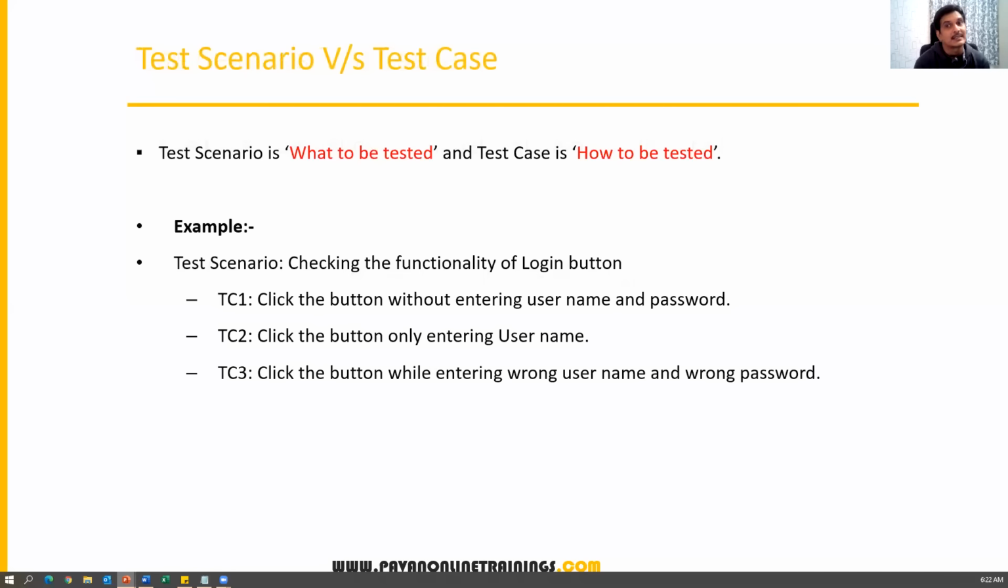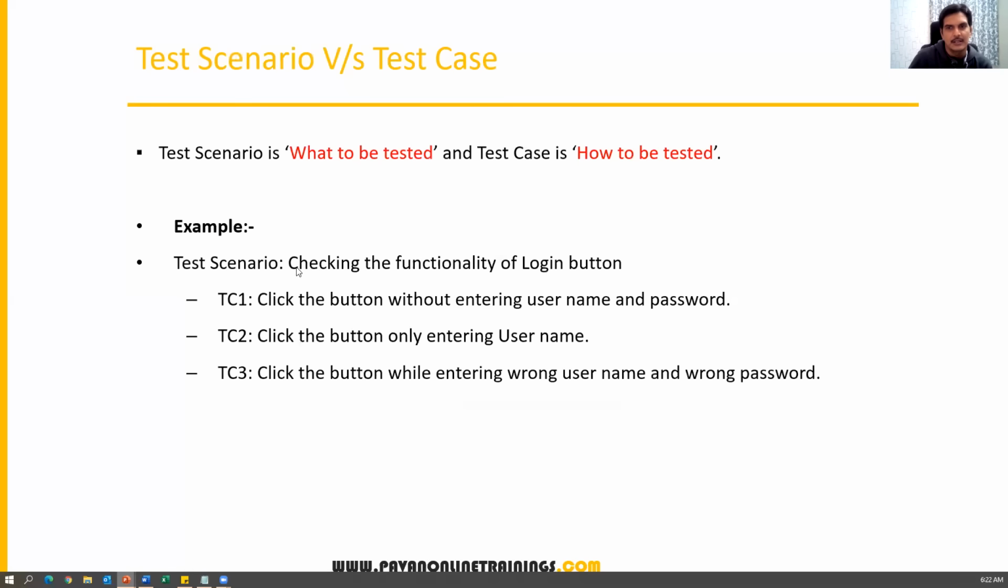Now, test scenario versus test case. To write the test case, first we need to have a test scenario. And from where will we get the test scenario? From the use case. Based on the use case, we will derive multiple test scenarios, and for each test scenario, we will have multiple test cases. A test scenario describes basically what is to be tested, and a test case describes how it is to be tested.